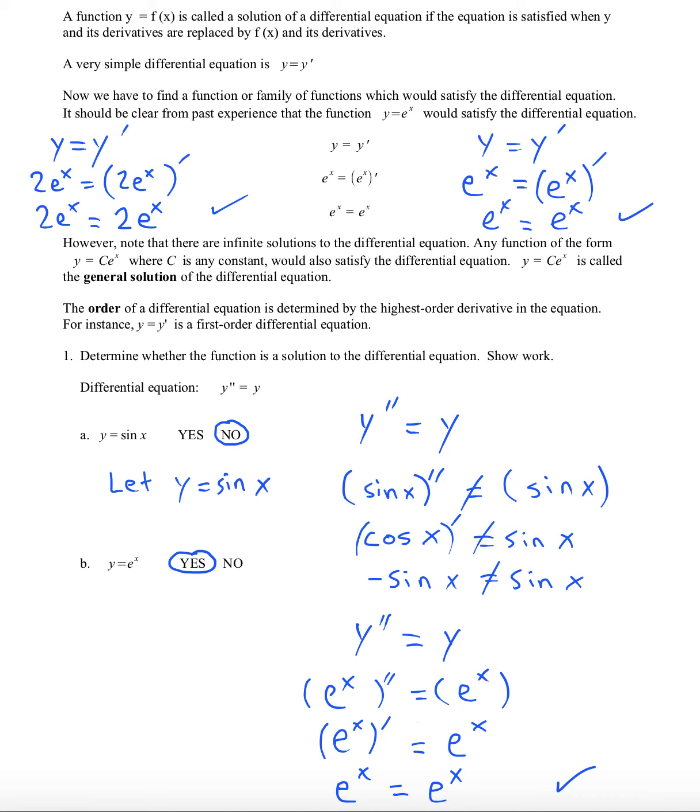Now, it's not the only solution. There could be others. For example, any constant times e to the x would also be a solution to that differential equation.